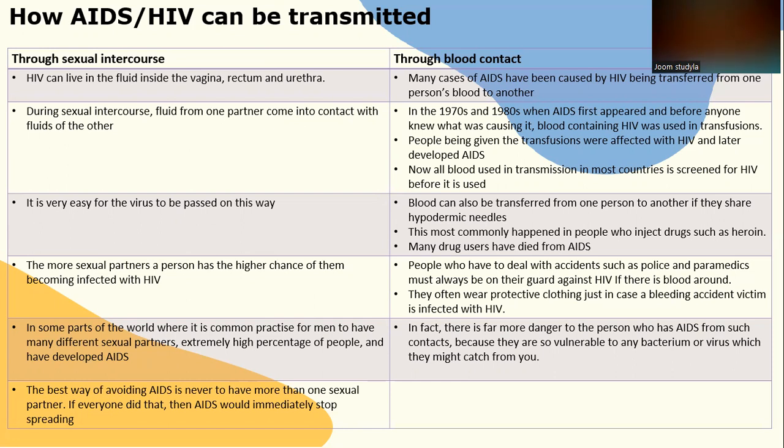How can AIDS or HIV be transmitted? Through blood contact. Many cases of AIDS have been caused by HIV being transmitted from one person's blood to another. In 1979 and 1980, when AIDS first appeared and before anyone knew what was causing it, blood containing HIV was used in transfusions. People being given the transfusion were infected with HIV and later developed AIDS. Now, all blood used in transfusion in most countries is screened for HIV before it is used.